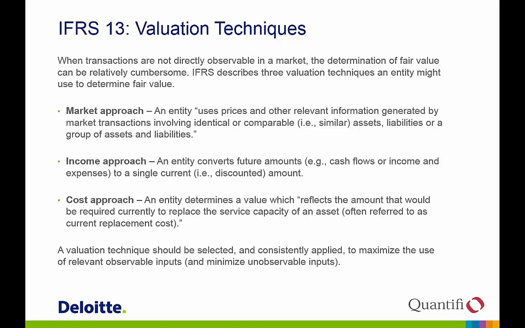The market approach is when an entity uses price or other relevant information generated by market transactions involving identical or comparable, meaning similar, assets, liabilities, or a group of assets and liabilities. The income approach is when an entity converts future amounts to a single current amount by discounting them. And the cost approach is when an entity determines a value which reflects the amount that would be required currently to replace the service capacity of an asset. That's often also referred to as current replacement cost.